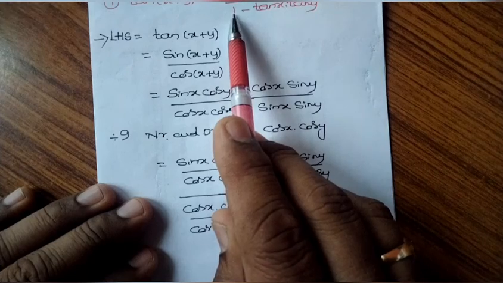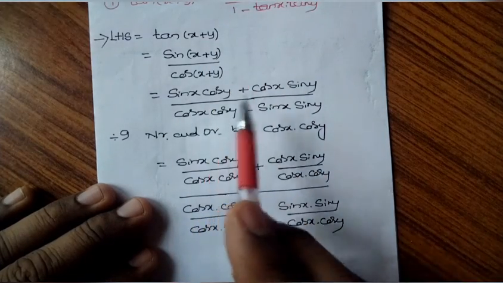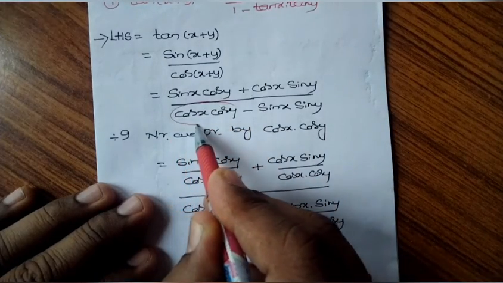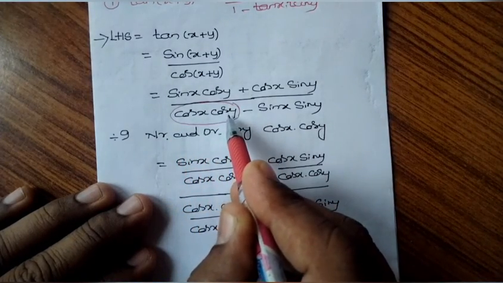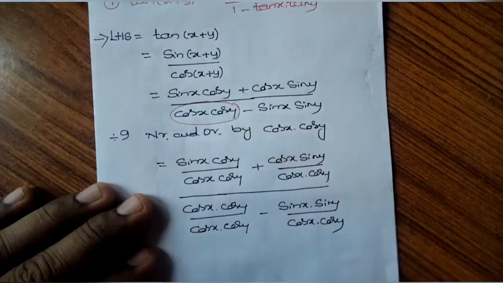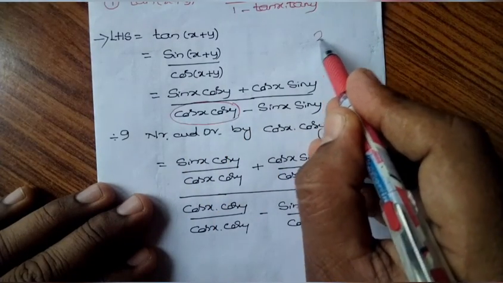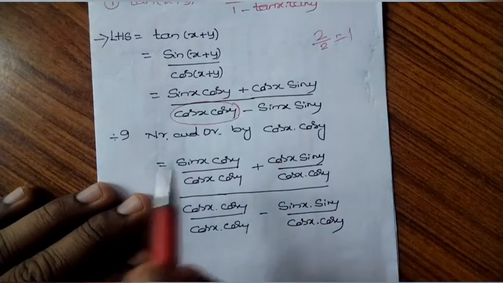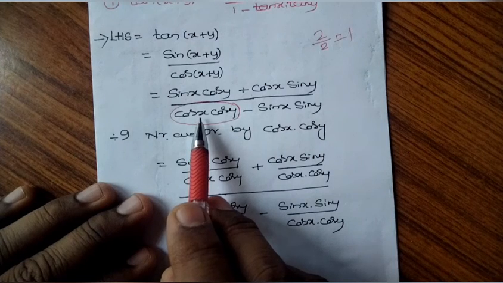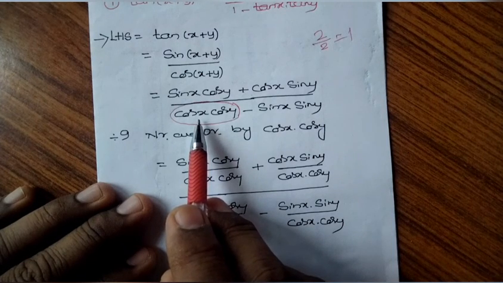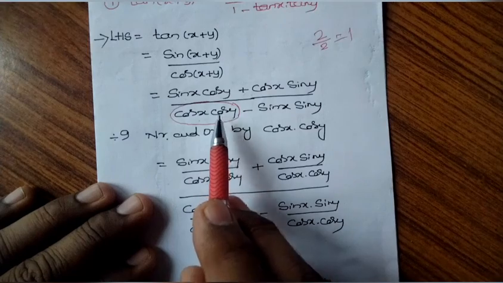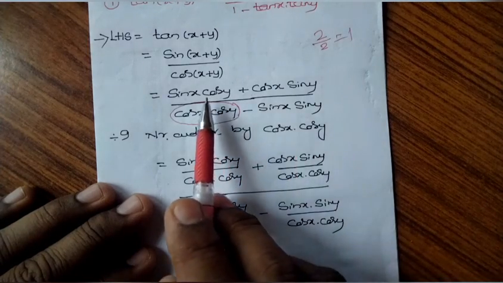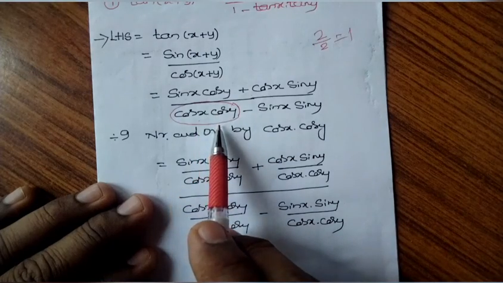Next, to obtain this result, just observe here, in the denominator the first term should be 1. Hence we have to make the first term of the denominator 1. To make it 1, I divide by the same quantity. For example, if you have 2 and you divide by 2, it gives 1. So I am going to divide the first term of the denominator by cos x cos y. The value doesn't alter when we divide both numerator and denominator.